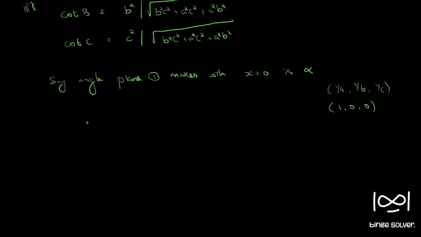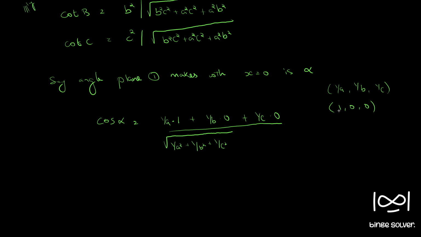So how do you take cos alpha? Cos alpha will become 1 by A dot 1 plus 1 by B dot 0 plus 1 by C dot 0, by root of 1 by A square plus 1 by B square plus 1 by C square, times root of 1. Effectively cos alpha is 1 by A by root of... C square. So we got our cos alpha.